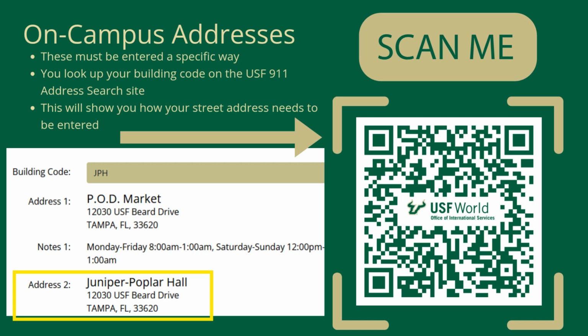If you are living on campus in a residence hall, there's a special way to input your mailing address. Please use the QR code here to go to the website to look it up. This is the USF website for 911 address search. You put in your building code and the street address for your residence hall will come up. It is very important for SEVP that we have your physical location. This would be where you would get food delivered to you or any emergency services.